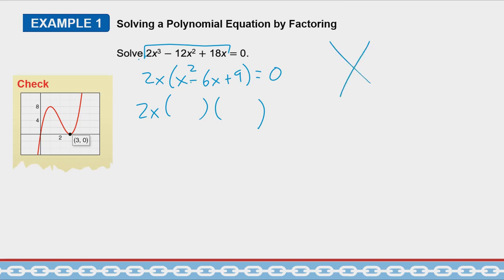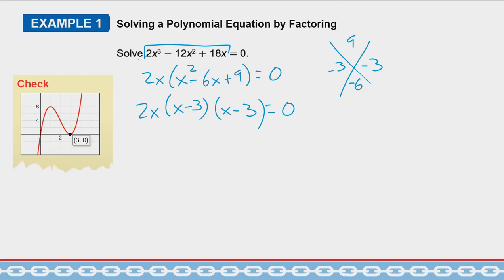So I would check, is there anything that multiplies to positive 9 but adds to negative 6? Negative 3 times negative 3 would give me the positive 9, and then negative 3 plus negative 3 would give me the negative 6. So my full factored form here is going to be 2x times the quantity x minus 3 times the quantity x minus 3.